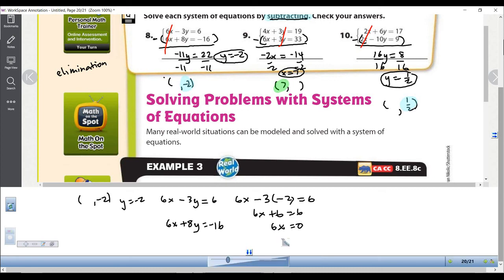Wow, that's pretty bad, Mr. Reeves. I get x is equal to 0. All this writing is making my hand go numb.